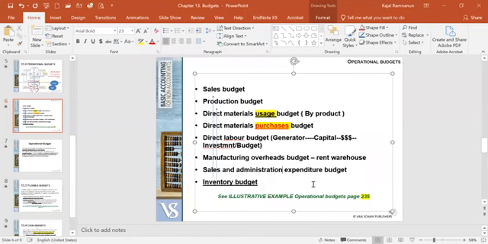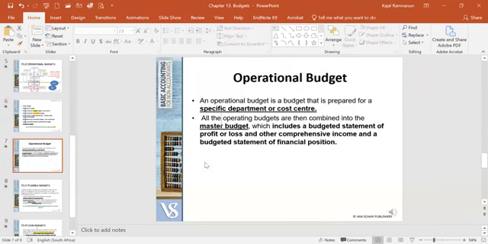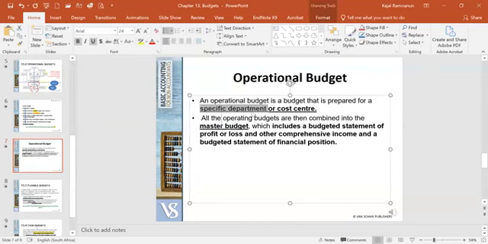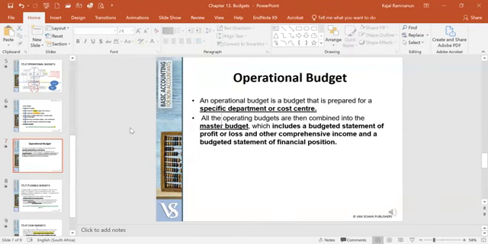Are you going to hire an accountant? Are you going to hire an external HR manager? So ideally, the operational budget is a budget that's preparing you for a specific department. It could be a specific cost center as well. The difference here between specific department and specific cost center is not necessarily two different things. Some companies like to plan their budgets per department, and some companies call it a cost center.